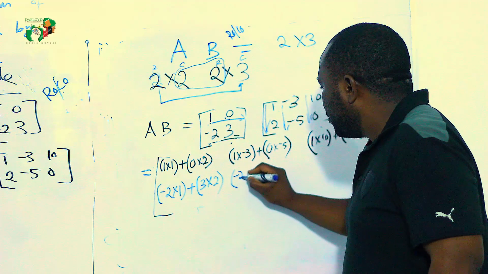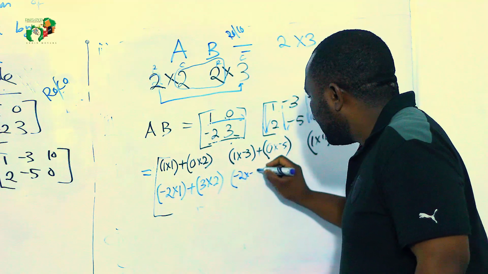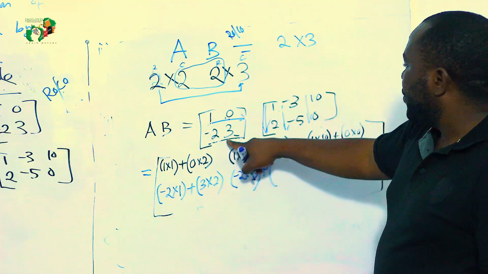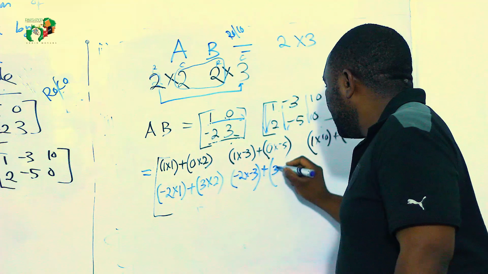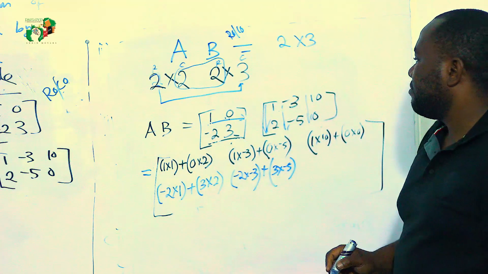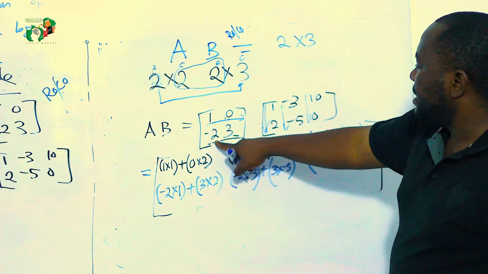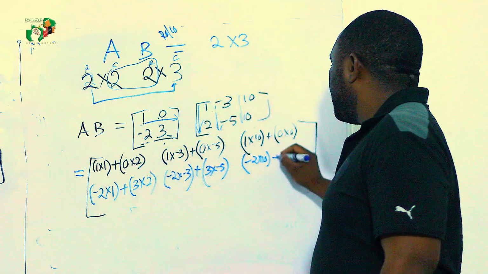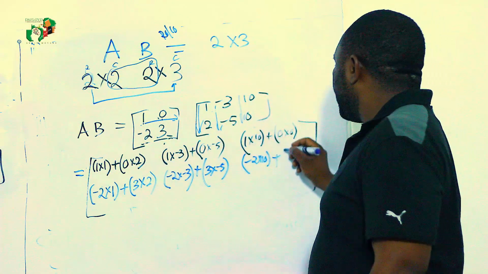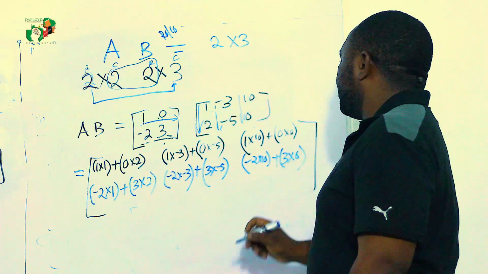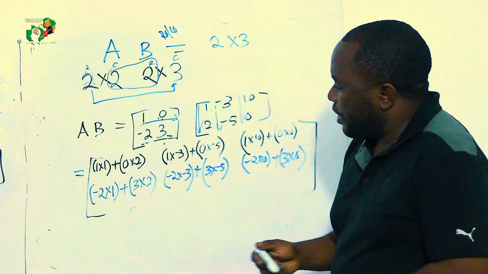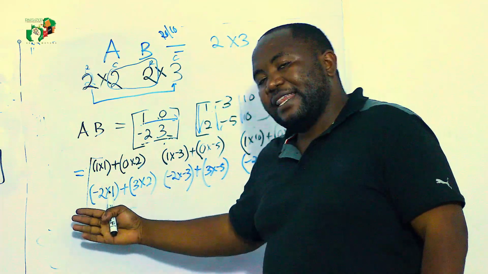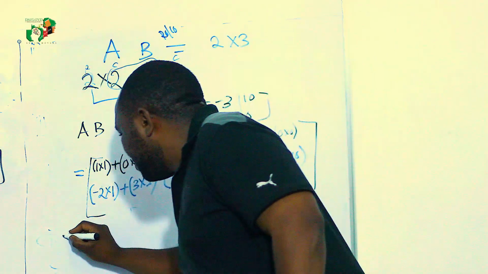We say negative 2 times negative 3 plus 3 times negative 5. Again, we come here, we say negative 2 times 10. Then plus 3 times 0. So you see every row has gone in every column, and that's what we do. Row call. Then we simplify it further.